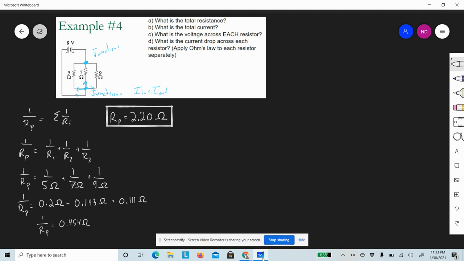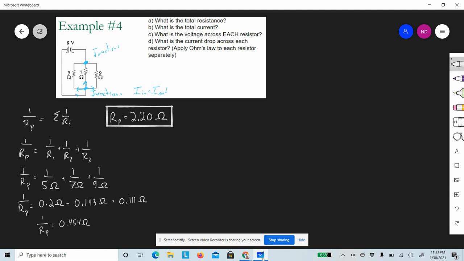The strange thing here is that each resistor, 5 ohms, 7 ohms, 9 ohms, is more than the equivalent or total resistance. That's kind of strange. The more paths you give for the electrons to flow, the less the overall resistance becomes.